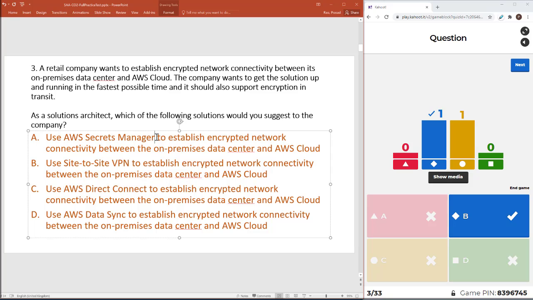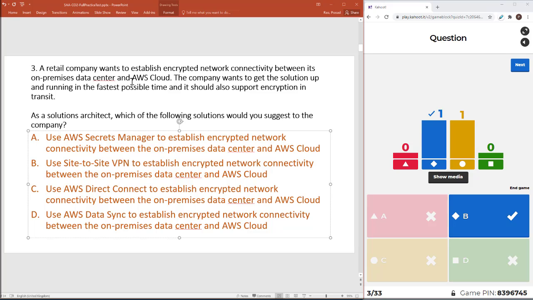Secrets Manager is a service that is used mainly for storing your passwords or secrets in an encrypted fashion. And DataSync is mainly for syncing the data. So with the first line itself, your elimination strategy should help you eliminate option A and option D. The answer is between B and C.